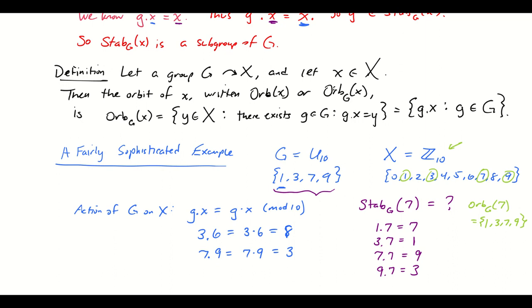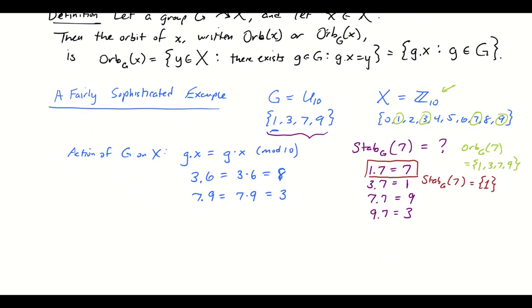But the stabilizer of 7 is the set of all group elements which act on 7 to produce 7. And in this case, that is only one thing. That is 1. So in this case, I get that the stabilizer in G of 7 is just 1. It's the trivial subgroup of the units mod 7. But now here's something interesting that can happen.